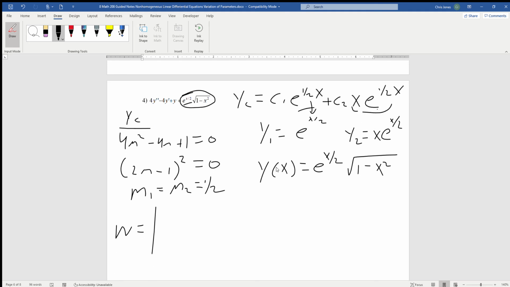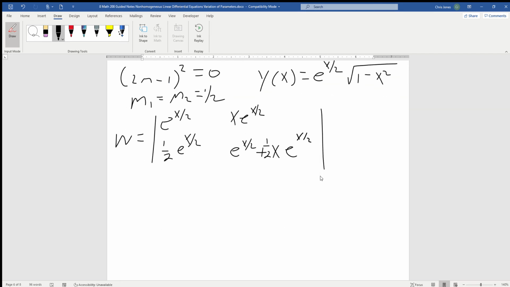So w is going to be equal to y1, which is e to the x over 2, the derivative 1/2 e to the x over 2 by chain rule, y2 x e to the x over 2, and unfortunately product rule, so we're going to get an e to the x over 2 plus 1/2 x e to the x over 2. Chain rule, product rule. Cross down, cross up. Hopefully something cancels out.